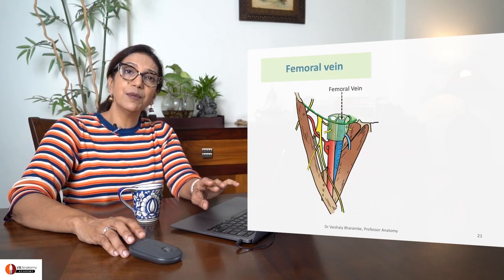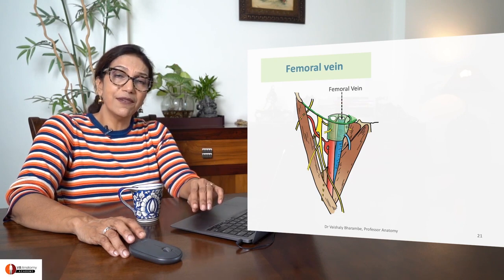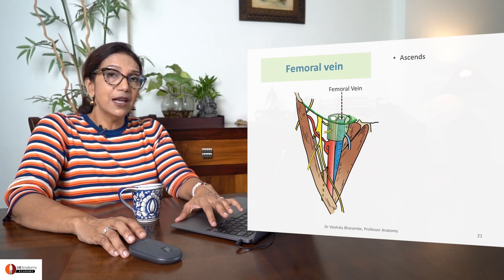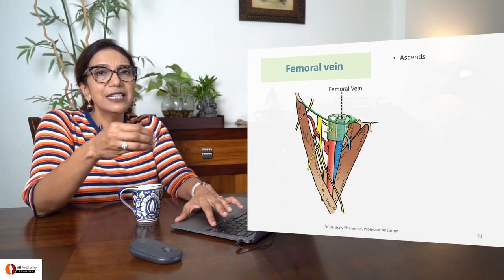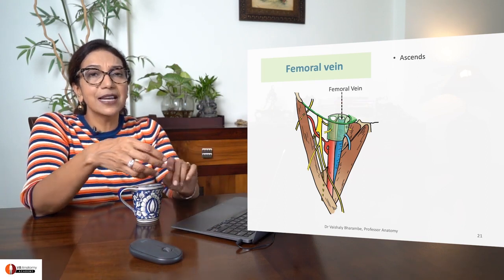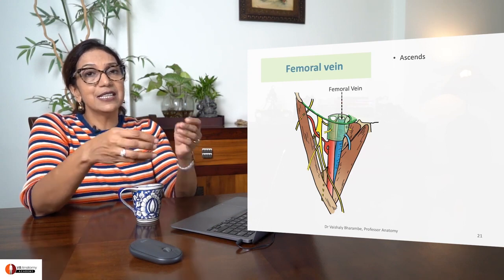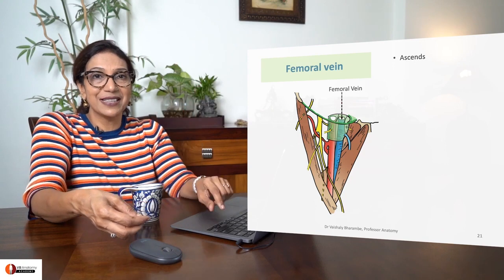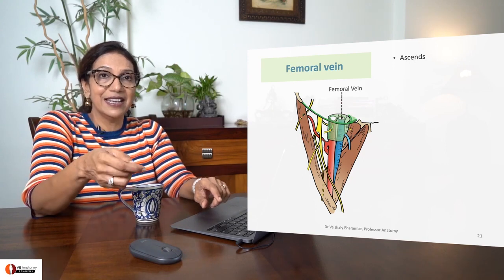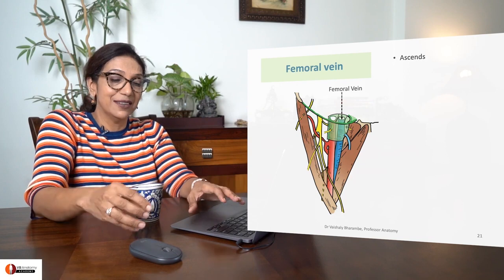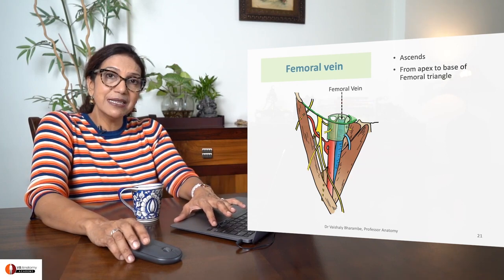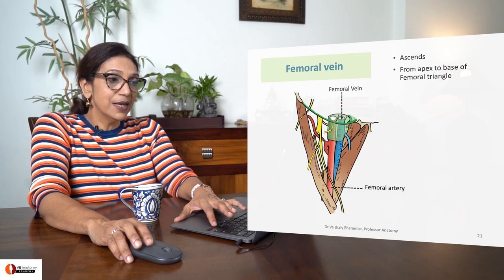With this, we finish femoral artery and let's go to femoral vein. Here you are seeing the femoral vein, which is ascending up from below. Why am I saying it is ascending? Why should I not say it's descending? Because it's a vein. It's passing from below upwards towards the heart. Concepts. You must always think in the way the organ is acting. Okay. So it's ascending upwards from the apex to the base of the femoral triangle.